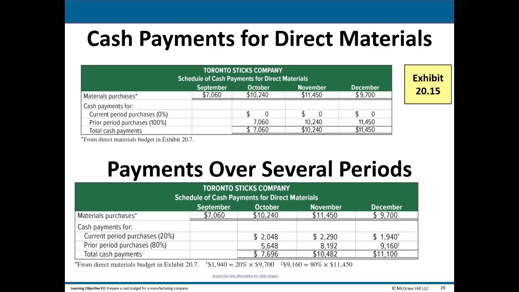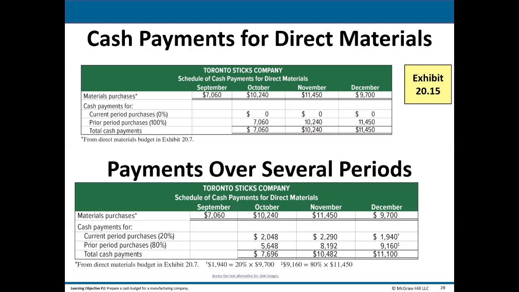And managers prepare a schedule of cash payments for direct materials. To do this, managers must know how much direct materials are purchased, with cash or on credit, and if on credit, when payment is made. TSC's materials purchases are entirely on credit, so it makes full payment in the month following its purchases. Using this information, the schedule of cash payments for direct materials is shown here in Exhibit 20.15.